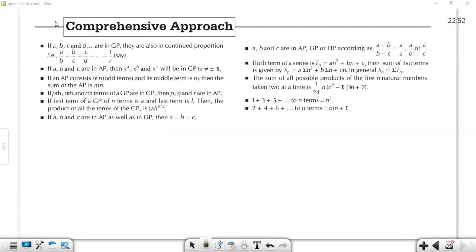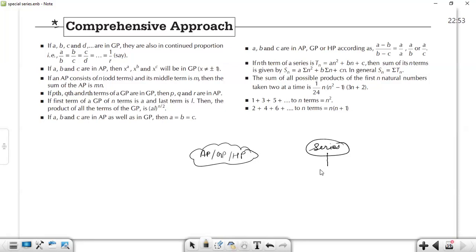So let's recap the chapter. In this chapter, questions are asked very simply from AP, not from GP, HP directly, but after mixing the concepts of AP, GP, and HP. And also, most of the time, questions are asked from the series part, just as we have discussed.